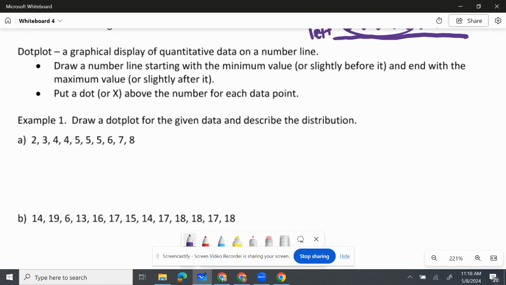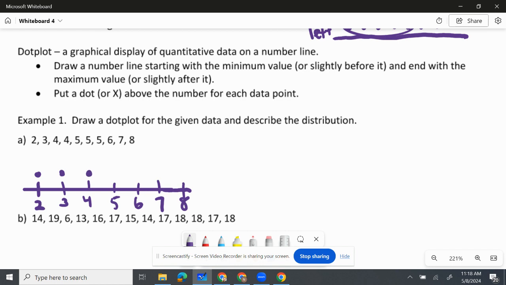Now, when we're making our dot plot, we're going to draw our straight line. We're going to start with the least value, which is 2, then 3, 4, 5, 6, 7, and we're going to end it with our last one. We're going to put a dot above each one: 2, 3, 4, 4, 5, 5, 5, 6, 7, and 8.